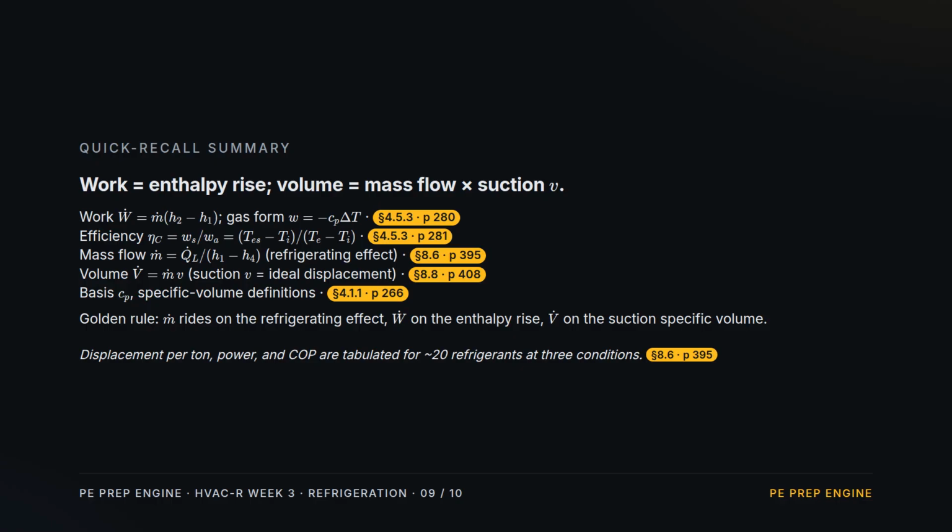Quick recall. Work is the enthalpy rise, mass flow times H2 minus H1, with the gas form as the ideal gas alternative. Efficiency is isentropic over actual work. Mass flow comes from the refrigerating effect, H1 minus H4. Volume flow is mass flow times the suction-specific volume, and that equals the ideal displacement. Golden rule: mass flow rides on the refrigerating effect, work on the enthalpy rise, volume on the suction-specific volume.